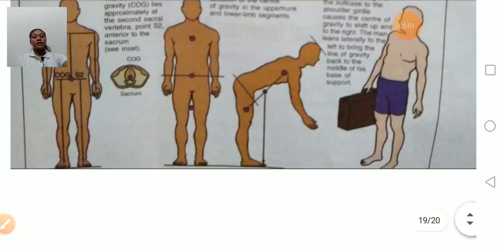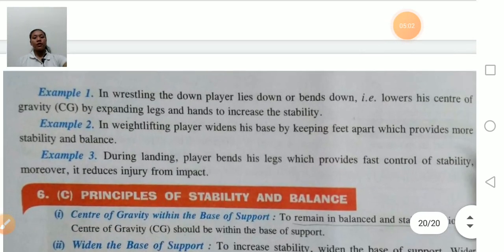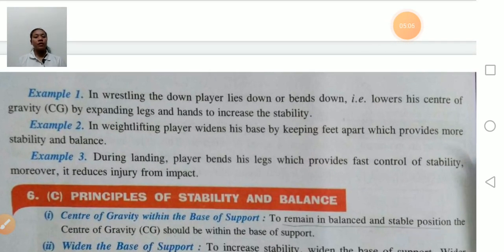Principle of center of gravity. For example, in wrestling, the down players lie down or bend down, that is, they lower their center of gravity. If the center of gravity is low, then the stability is more. Okay, he lowers his center of gravity by expanding the leg and hand. अपने leg और hand को expand करके he is increasing the stability.